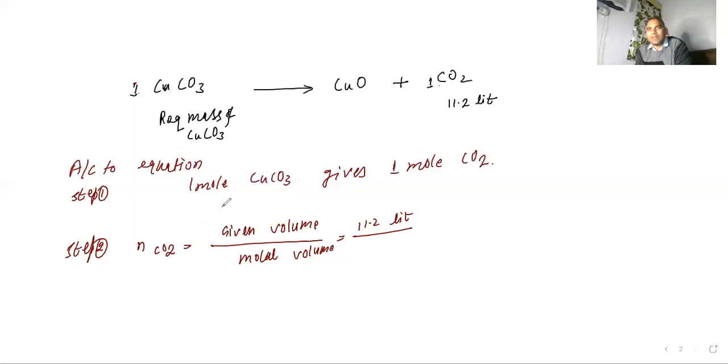What is the value of molar volume? Can you tell me? Molar volume is 22.4 liter. So the liters cancel out. So it is going to be what? 1/2 mole, or you can say 0.5 mole also, that is correct.